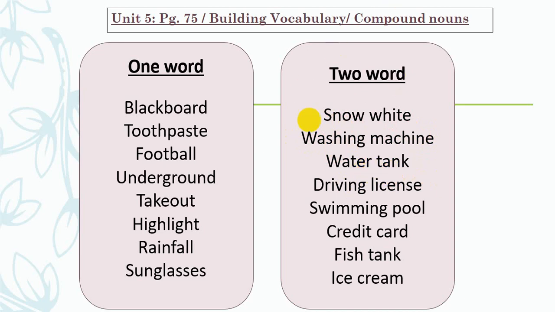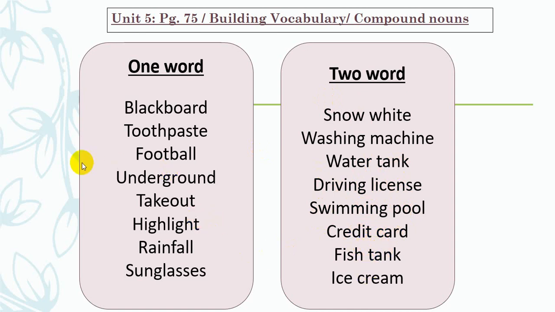Driving license. If I say license only, what kind of license? You can have a license for many things. You can have a license to do business. So driving license tells you that this is a license to drive a car. Swimming pool, credit card, fish tank, and ice cream.